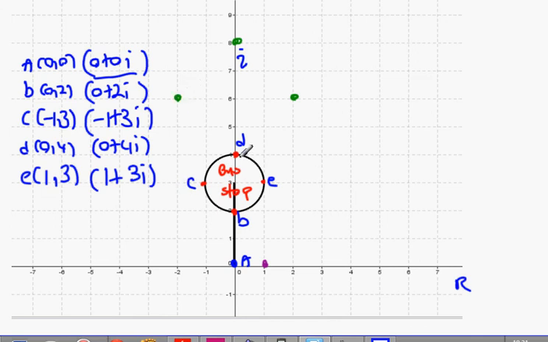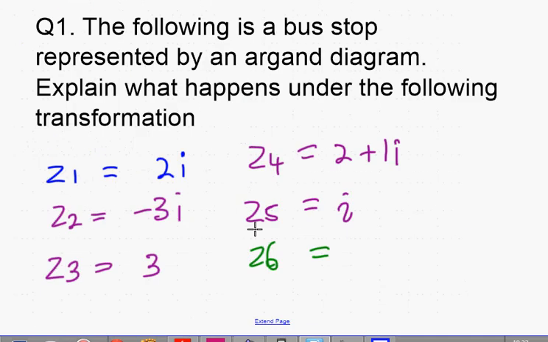And look what happens now. And then B is 2 up, which is here. All of a sudden, by just multiplying by 2, we get a bus stop that's twice as big in stature by multiplying the complex number by 2. When you multiply a complex number by 2, you double its size. Do you understand?